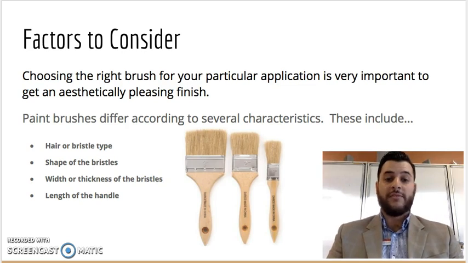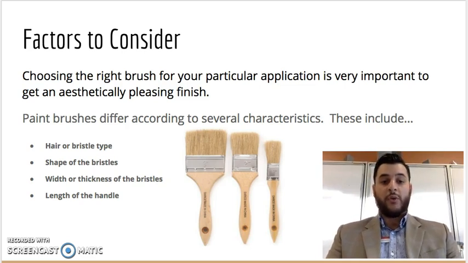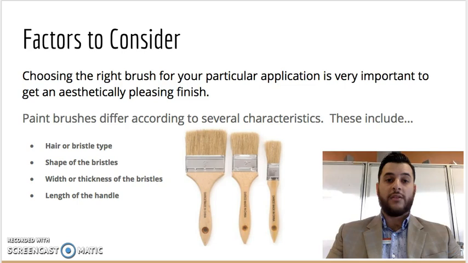Paintbrushes differ according to several characteristics. These include the hair or bristle type. The bristles are obviously the part that you put the paint on. Also the shape of the bristles, the width or thickness of the bristles, and the length of the handle.